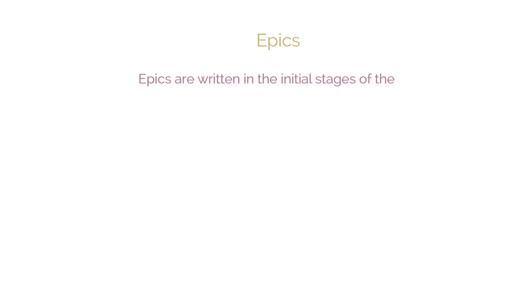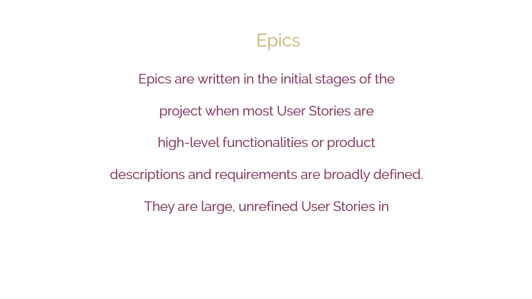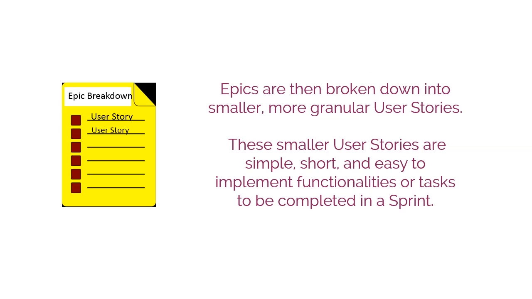Epics. Epics are written in the initial stages of the project when most user stories are high-level functionalities or product descriptions and requirements are broadly defined. They are large, unrefined user stories in the Prioritized Product Backlog. Once these epics come up in the Prioritized Product Backlog for completion in an upcoming sprint, they are then broken down in smaller, more granular user stories. These smaller user stories are generally simple, short, and easy to implement functionalities or blocks of tasks to be completed in a sprint.